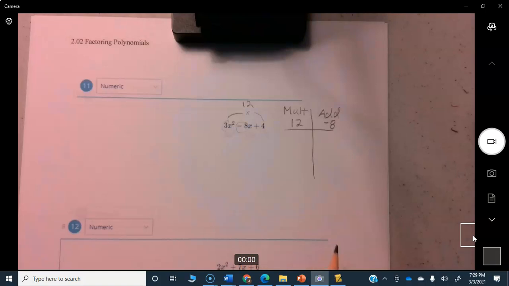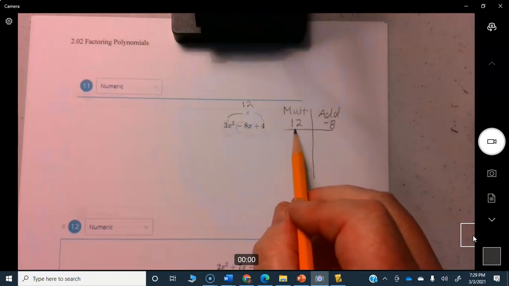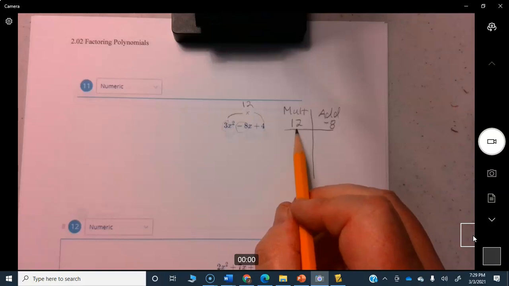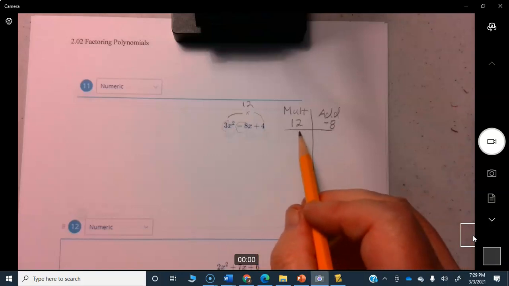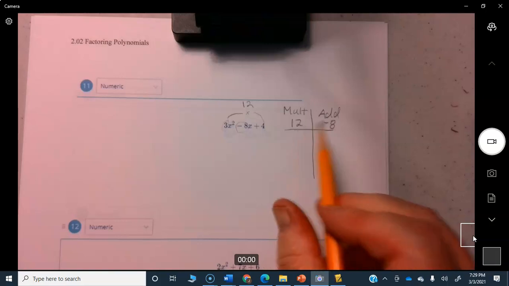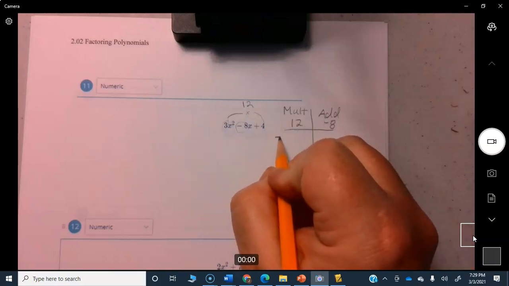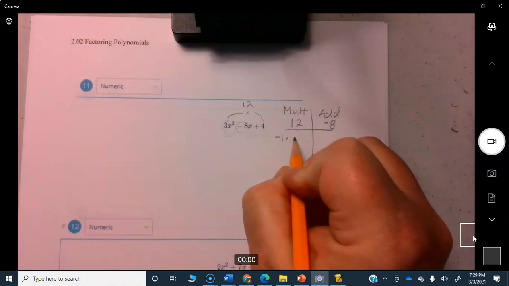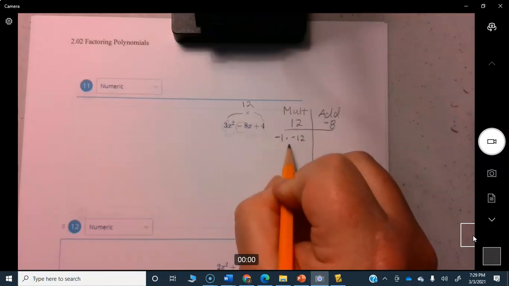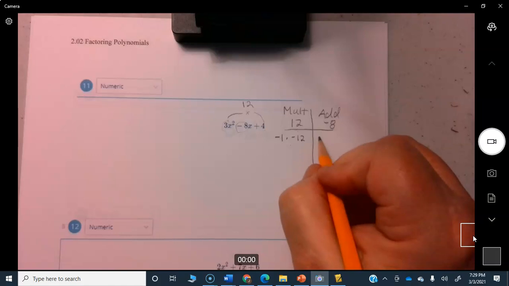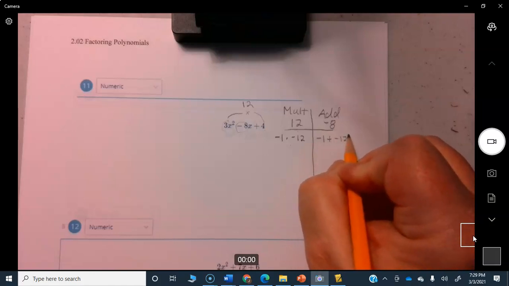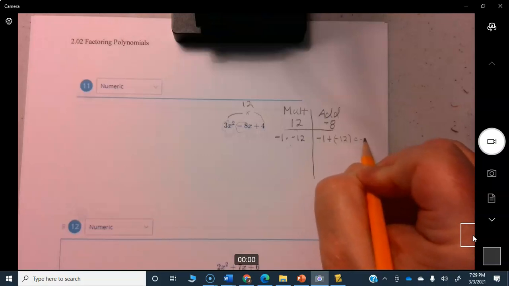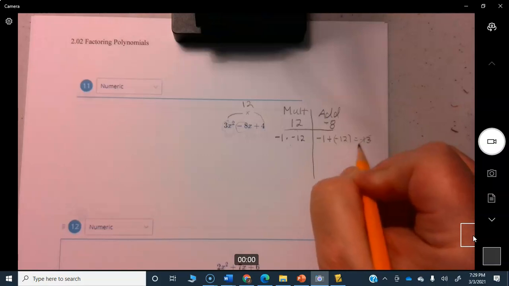Okay? All right, so if they multiply to a positive number, they either both have to be positive or they both have to be negative. Since they add to a negative number, that means they both have to be negative. So I'm going to just start with this, the lowest negative number is -1 times -12. That gives you positive 12. -1 plus -12 equals -13. That's not what we're looking for.